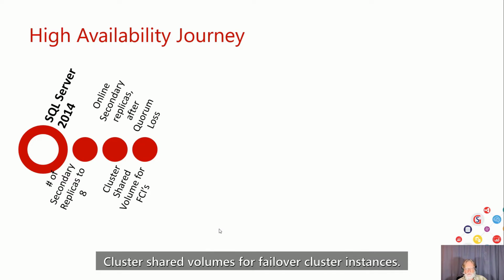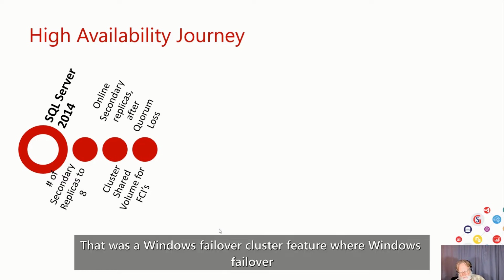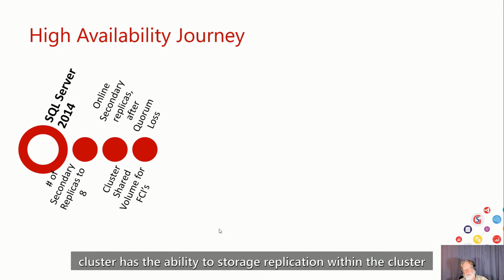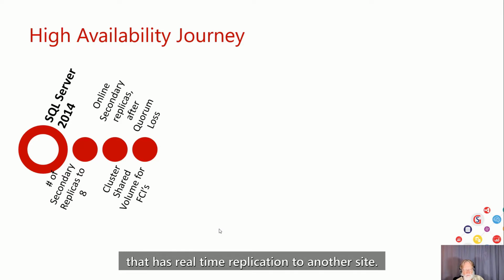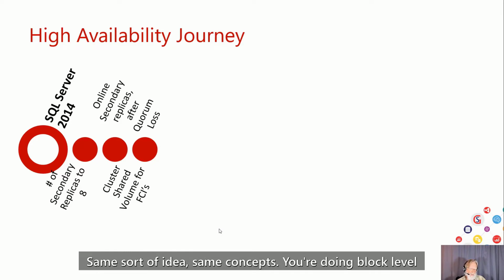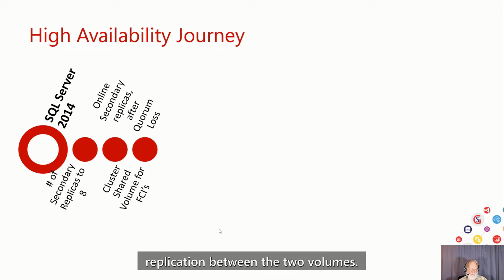Cluster shared volumes for failover cluster instances. That was a Windows failover cluster feature where Windows failover cluster has the ability to do storage replication within the cluster system to present the image of a physically shared volume when what it's really doing physically is replicating storage, in the same way that replicated SAN storage would. So you may have a SAN that has real-time replication to another site. Same sort of idea, same concepts. You're doing block level replication between the two volumes and presenting that as one single volume that is mounted in one place or the other.